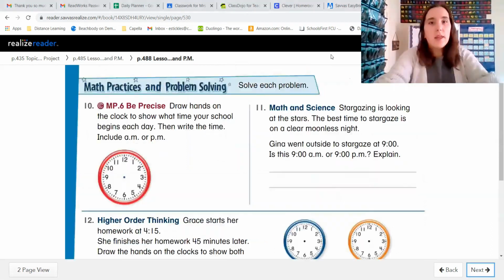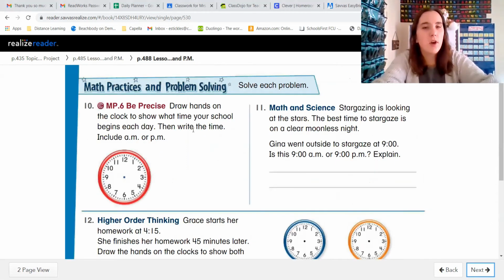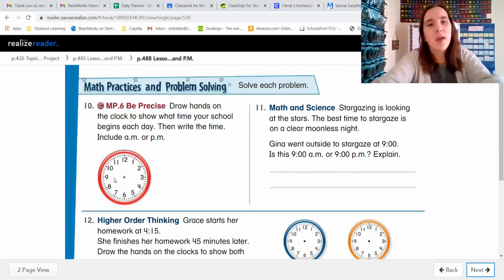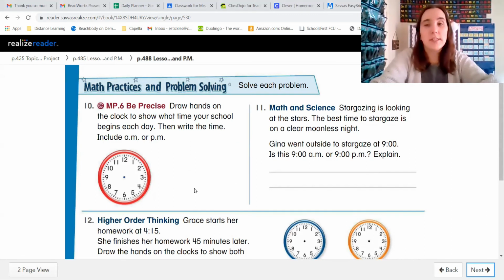Let's turn the page. Okay, let's read number 10, and then you're going to solve it all by yourself. Draw hands on the clock to show what time your school begins each day. Then write the time. Include AM or PM. So this might be different for you because you're in different Zoom meetings at different times. I want you to pick what time your very first Zoom meeting is in the morning, okay? And that's the time I want you to write on your clock. So go ahead and do that, and then we'll come back together once we have our time on our clock and you wrote down if it's AM or PM.